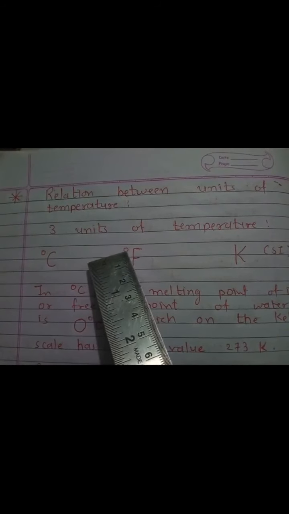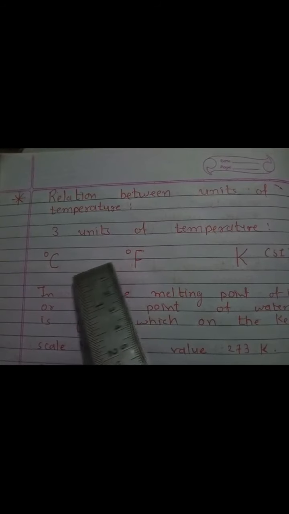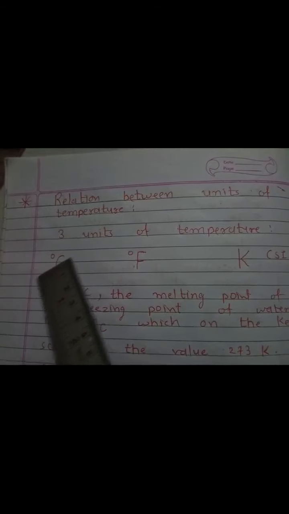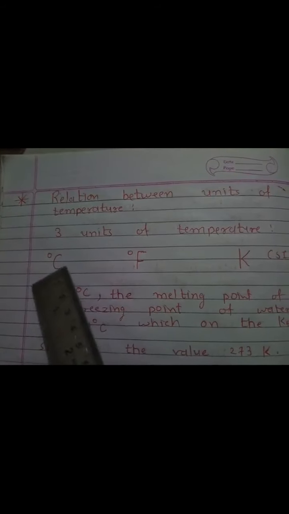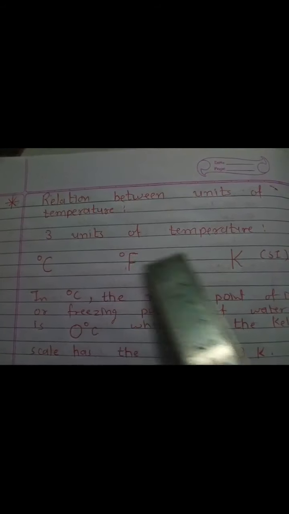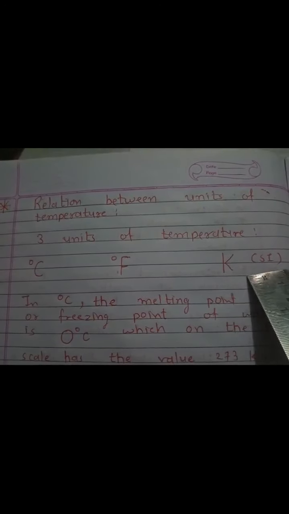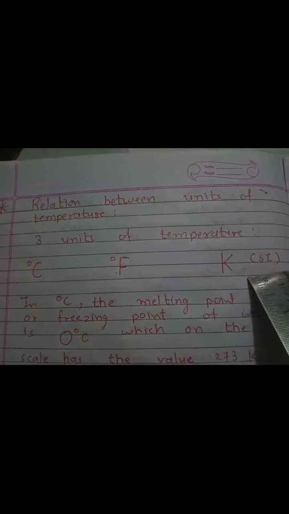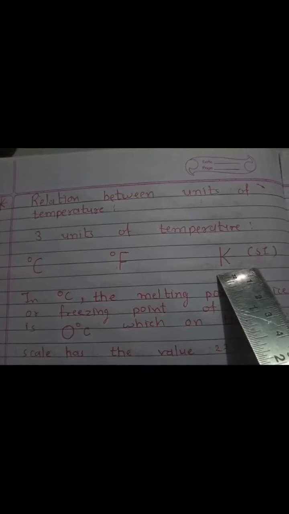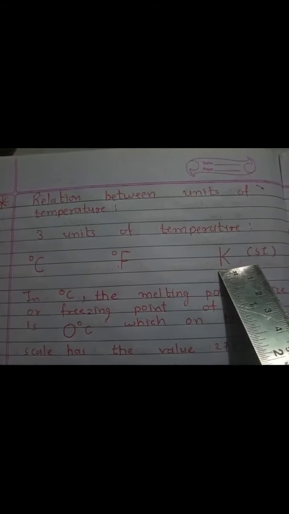Remember, friends, along with Celsius and Fahrenheit we put a very small circle to the top left of the letter, which is called the degree symbol. Along with K, we don't write such a degree symbol. Among these three units, Kelvin is the SI unit, the unit accepted by the whole world, and in almost all measurements Kelvin is considered.